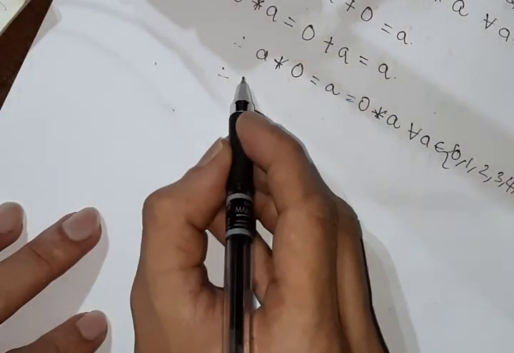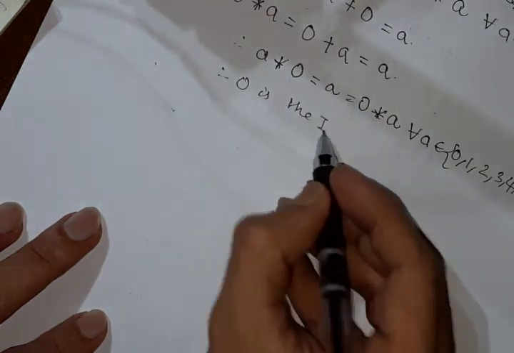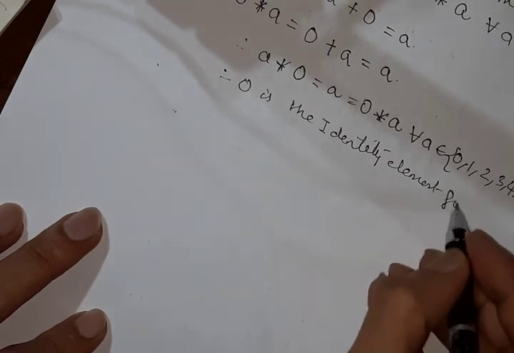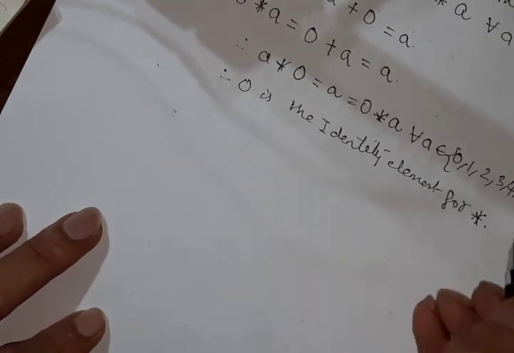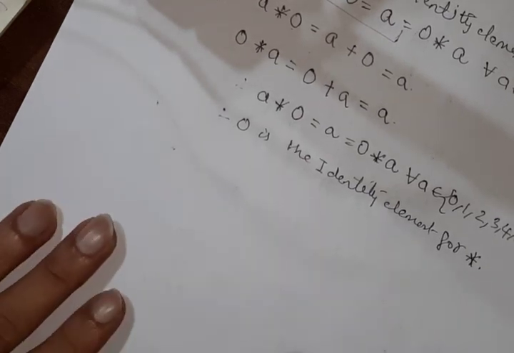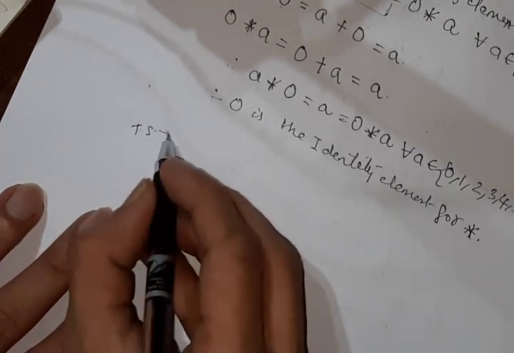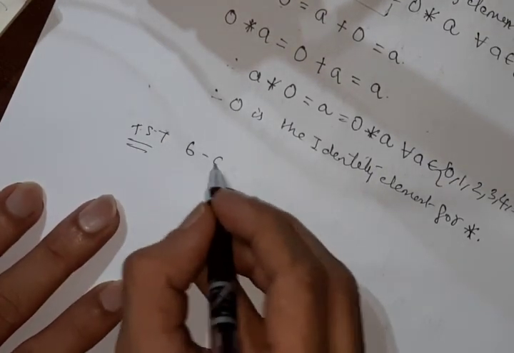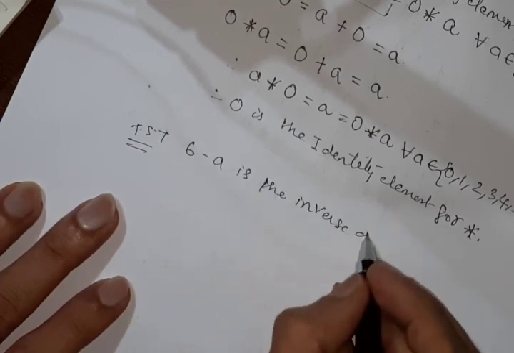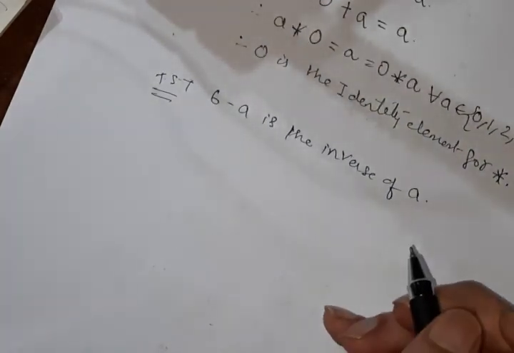Now therefore what we get is 0 is the identity element for star. Now what we have to prove is every element a is invertible, and the inverse should be 6 minus a. So to show that 6 minus a is the inverse of a, this we have to show.